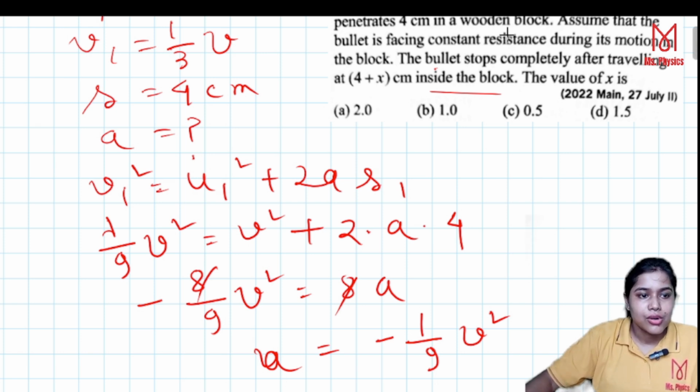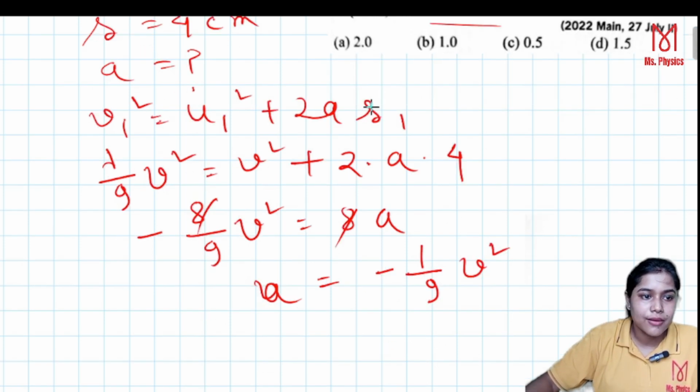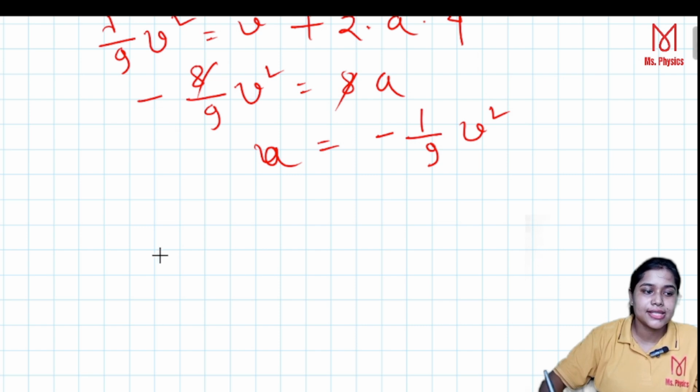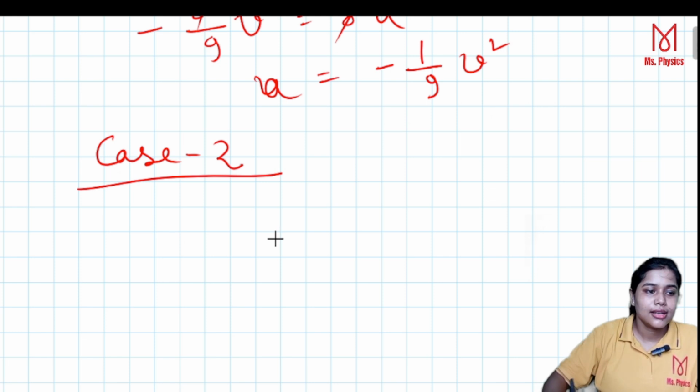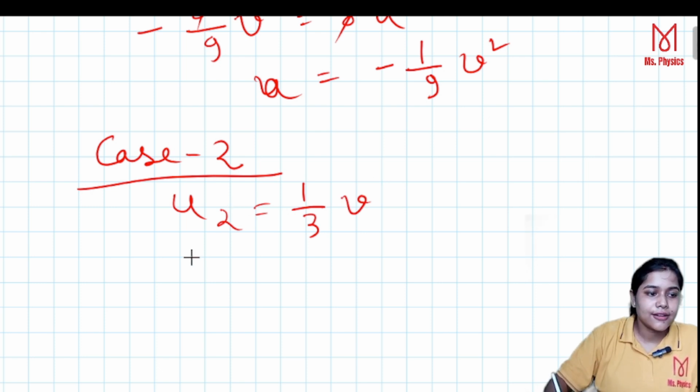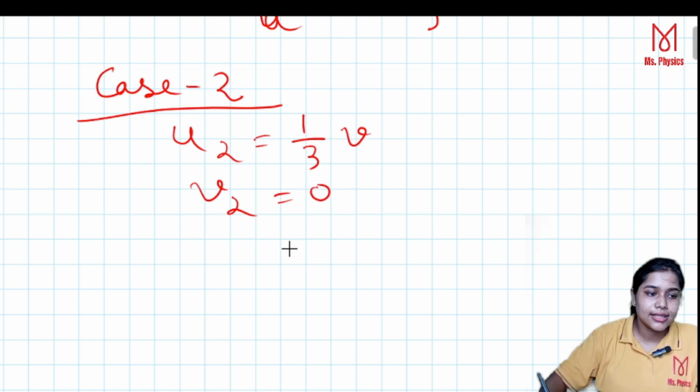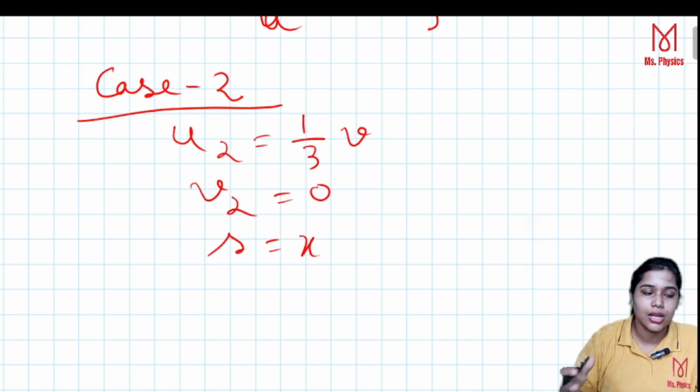Right? Now the bullet stops completely after traveling 4 plus x distance. That means after traveling x distance more, it stops. Therefore, if I consider it as case 2, then here what would be the u2? u2 would be 1/3 v, right? And here the final velocity v2 is 0 because it stops. And here the distance s is x because x distance was traveled more, right?